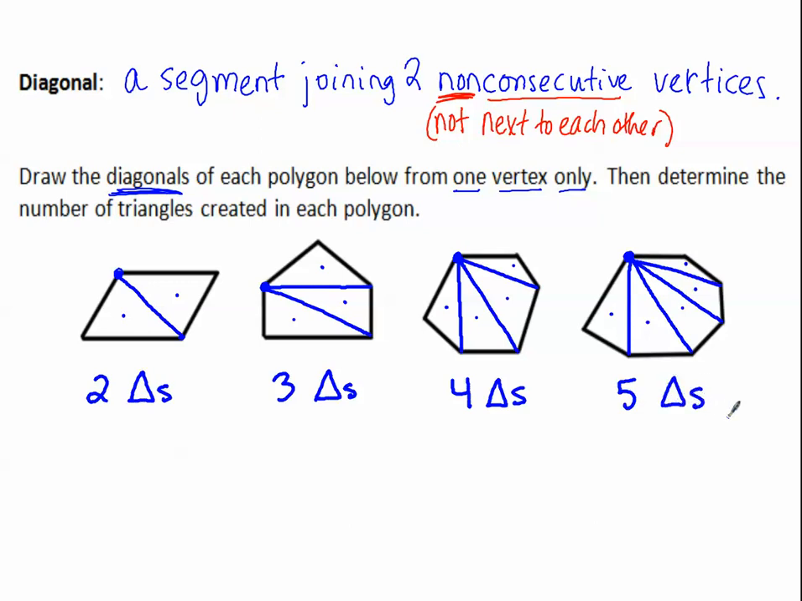Now our goal in this part of the lesson is to talk about the measures of the interior angles. We know about how many degrees a triangle's interior angles have, right? Every triangle, one triangle, its interior angles add up to 180 degrees. Let's go ahead and look at the table.